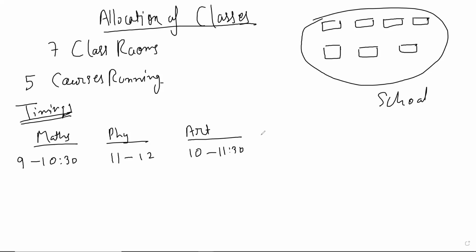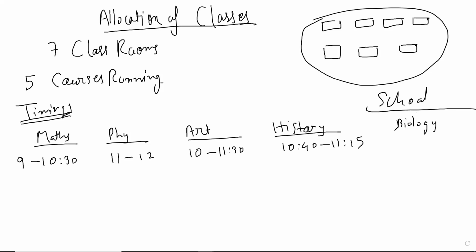And we have a 4th class, let's say a history class. The history class is, let's say, 10:40 to 11:15. And then there is a 5th one, you can take it biology. Let's say the biology class is from 12 to 1 p.m. So here are the 5 subjects, and here are the 5 timings.